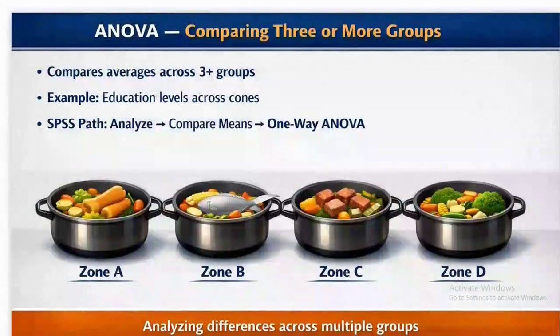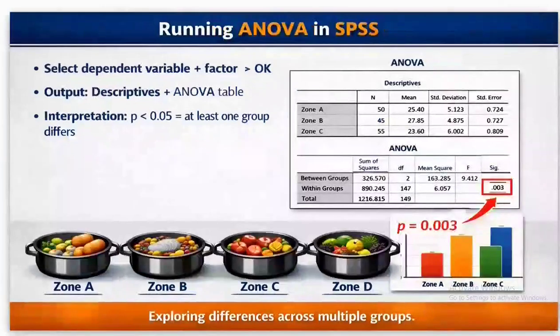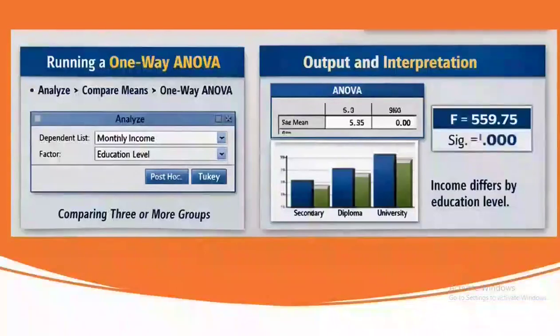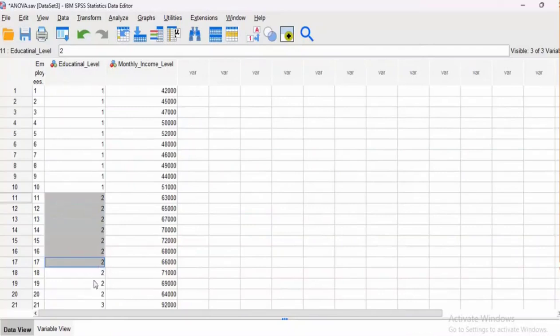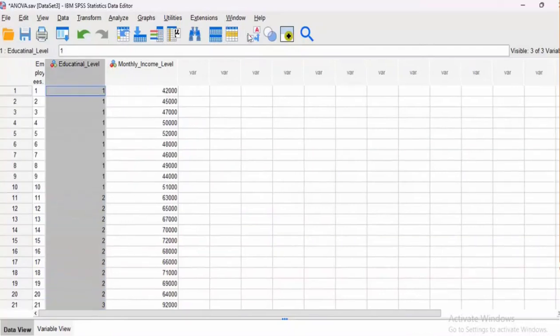One-way ANOVA. Now let's move to the one-way ANOVA, which is used when we want to compare 3 or more groups. For example, we might want to know if income differs across education levels: secondary, diploma, and university. To run this in SPSS, you go to Analyze, Compare Means, One-way ANOVA. You put monthly income into the dependent list and education level into the factor box. Clicking OK will give you the ANOVA table.